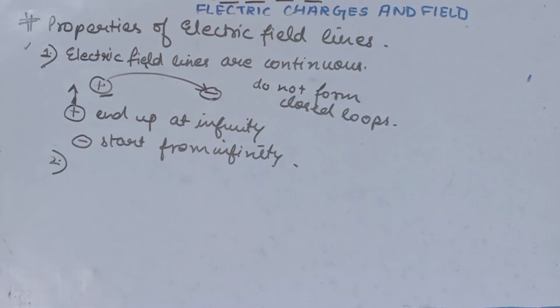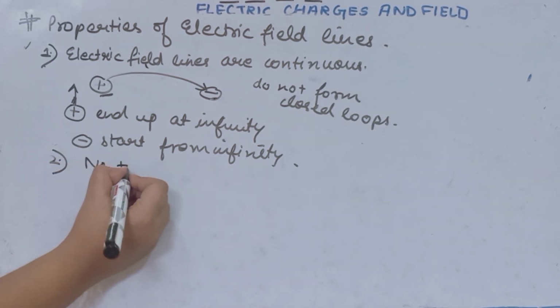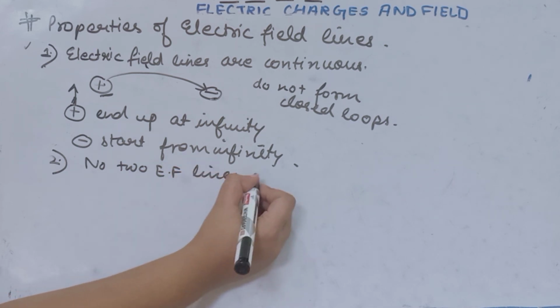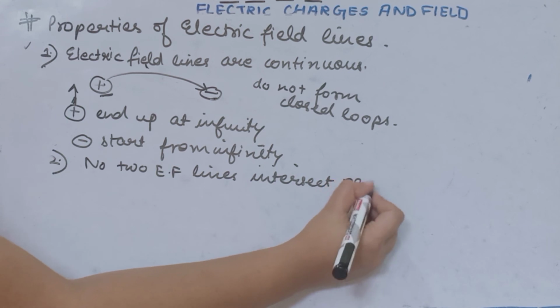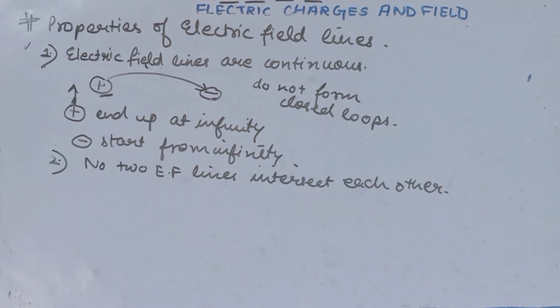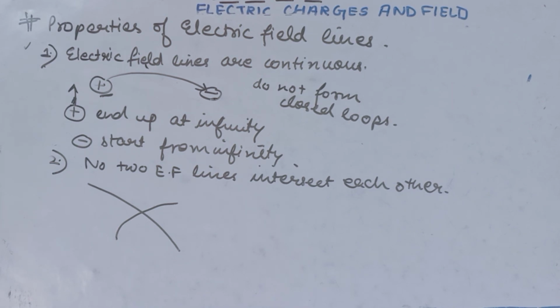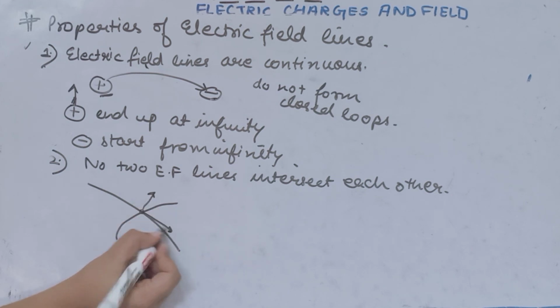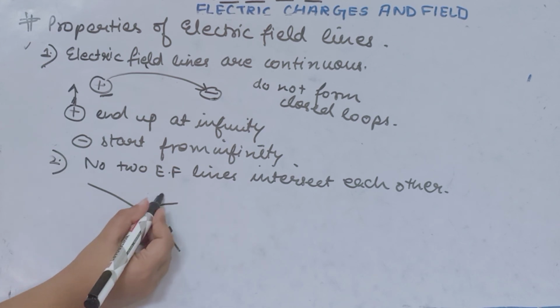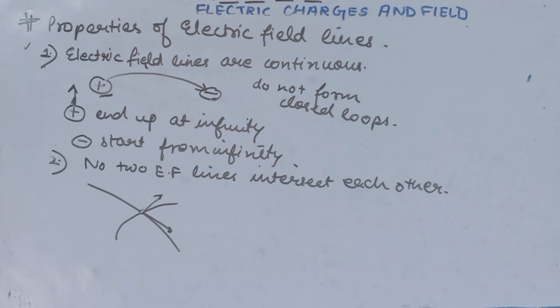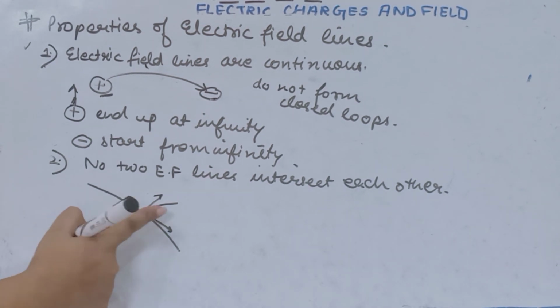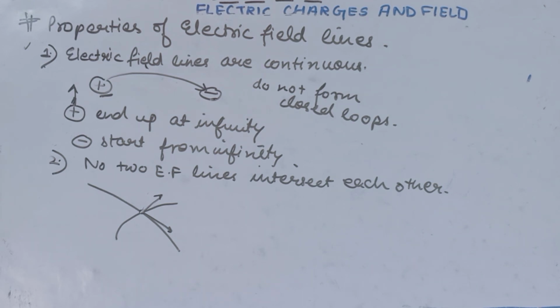The second property is no two electric field lines intersect each other. Why is this so? Suppose that this is how our electric field lines are intersecting. Fine. So at this point we can have two directions of the tangent, one like this and one like this. That means at single point we are having two directions of electric field. That is just not possible, and that's why we say that no two electric field lines can intersect each other.